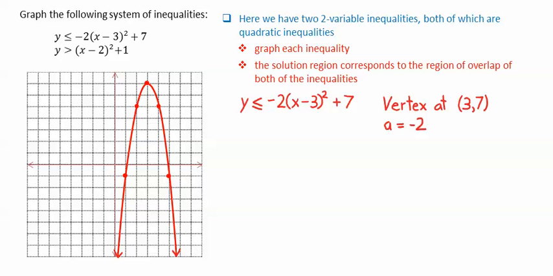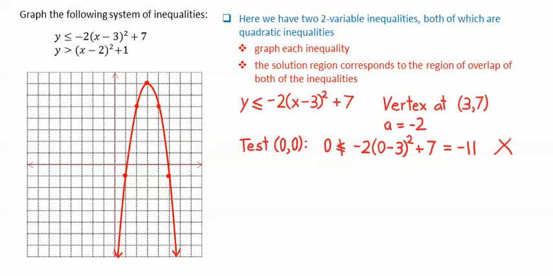curve. However, we could also pick a test point using the point 0, 0 and plugging it in place of x and y. 0 less than or equal to negative 2 times 0 minus 3 all squared plus 7, which is equal to negative 11. Note that 0 is not less than negative 11. We would then not shade in the region containing this point. This simply confirms that we would shade in the region underneath this parabola.